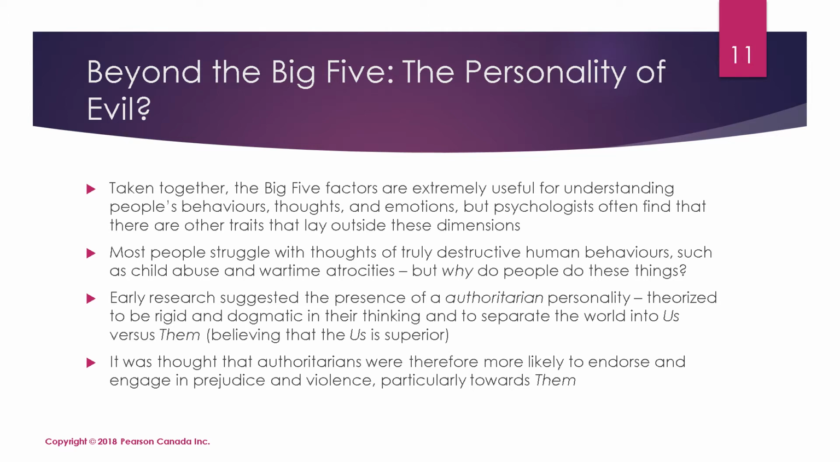And so what we're kind of missing from the Big 5 model of personality is an explanation for what kind of a person would do these things, such as abuse children, engage in wartime atrocities and torture, and things like that. And so early research suggested the presence of what became known as an authoritarian personality, which was theorized to be very rigid and dogmatic in their thinking and to separate the world into us versus them. So very much, if you're not with us, you're against us. You're either kind of in our group or you're an outsider.